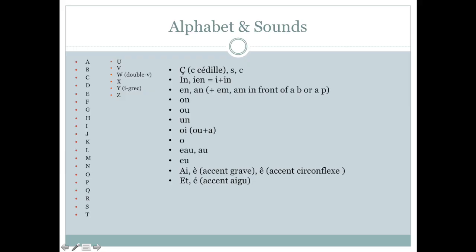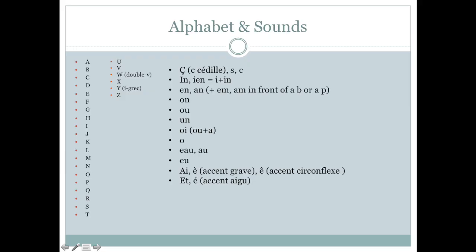So for the sounds now, I put the S sound in first line. This is to know that the simple C can also be pronounced like a K. Secondly, the IN, you see, is pronounced un. Then you've got the sound on written N, written AN. That changes to a EM or AM in front of a B or a P.